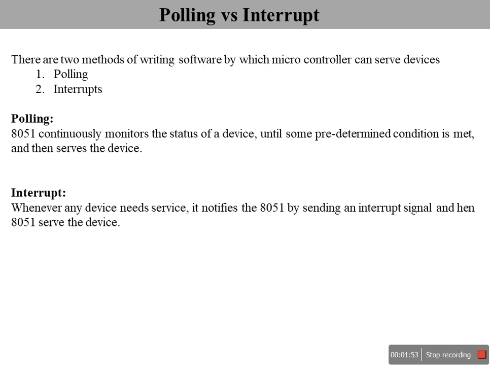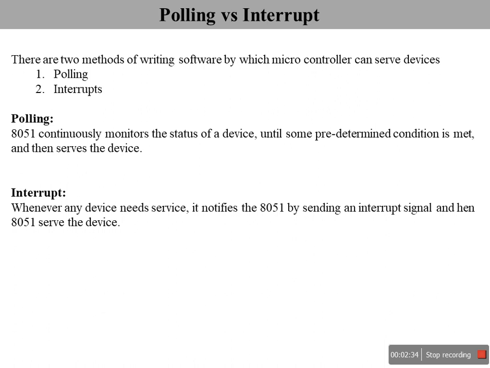Here, speaking of the 8051, it is the responsibility of the 8051 to check whether the device attached to it needs its attention or service or not. If it needs service, it has to highlight certain conditions. When these predetermined conditions are satisfied, the 8051 will attend to the service of the device. Whereas in the case of interrupts, whenever any device needs a service, it notifies the 8051 by sending an interrupt signal, and then the 8051 serves the device. So it is a bit of a reverse way.